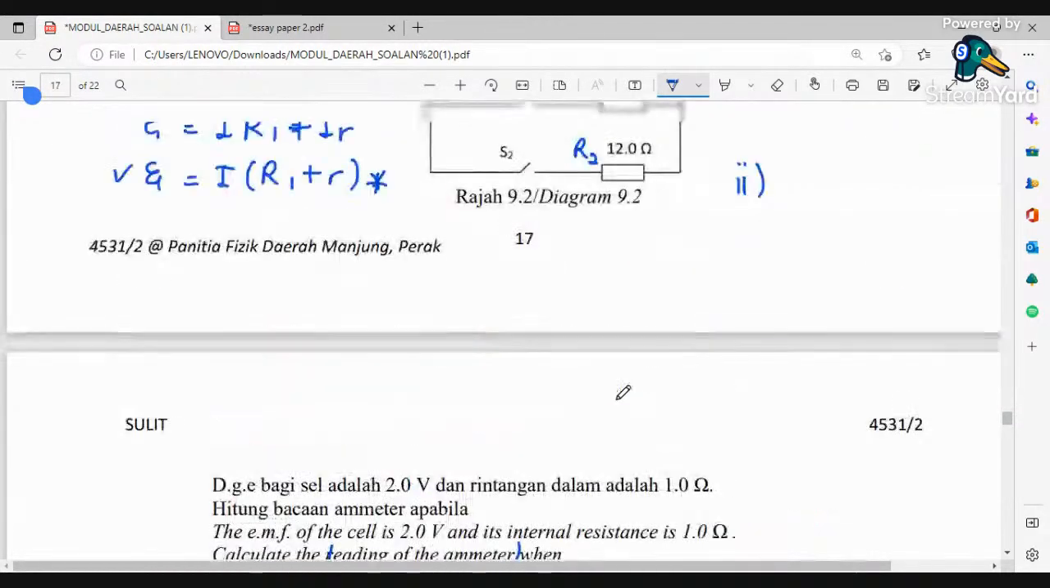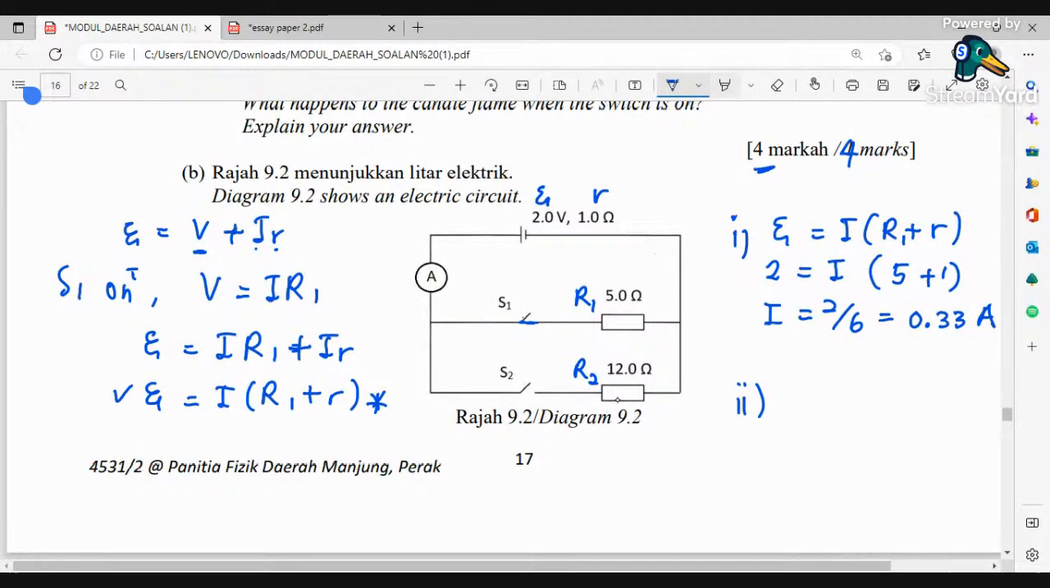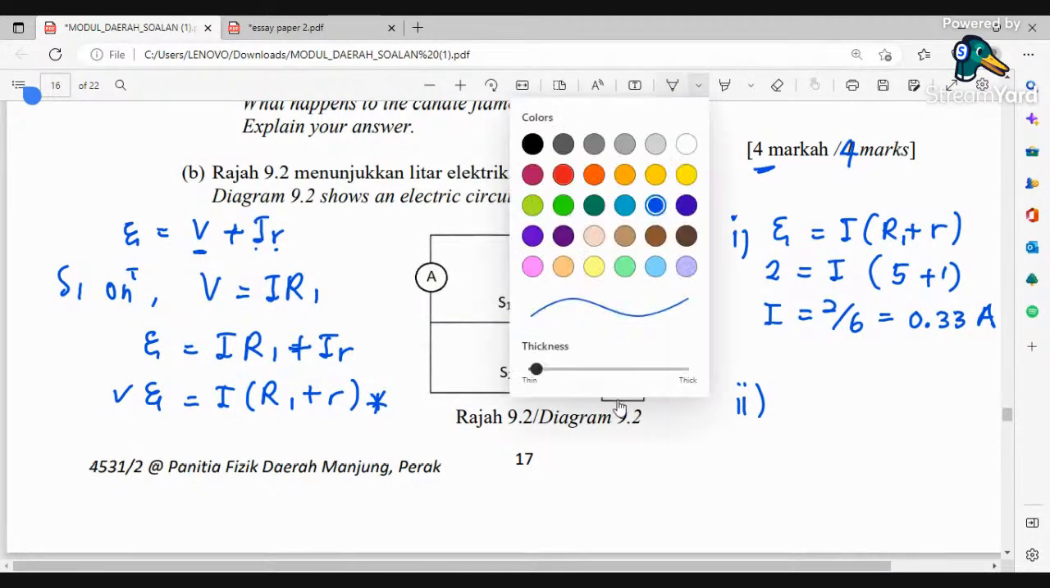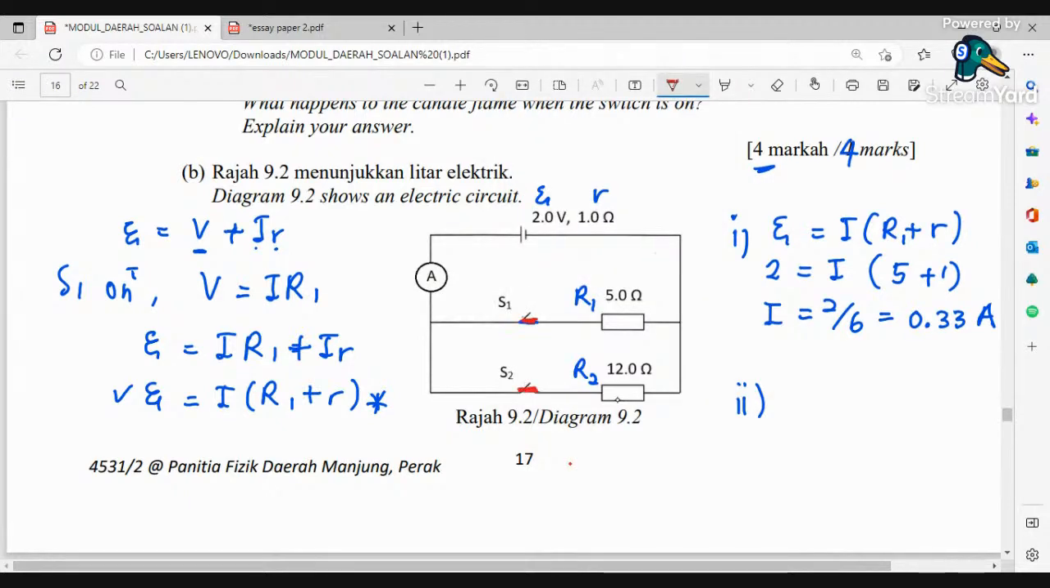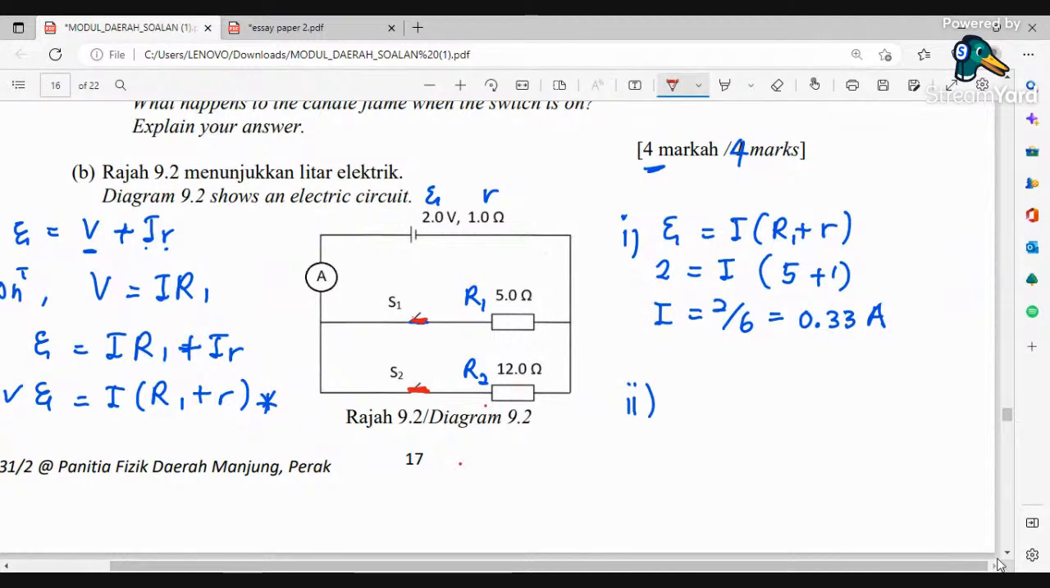Both switches S1 and S2 on. Now we have two resistors in parallel, R1 and R2. Thus, for the external circuit, you must calculate the effective resistance. Remember the formula for parallel resistors. If I want to calculate the parallel part, 1 over R equals 1 over R1 plus 1 over R2, which equals 1 over 5 plus 1 over 12.